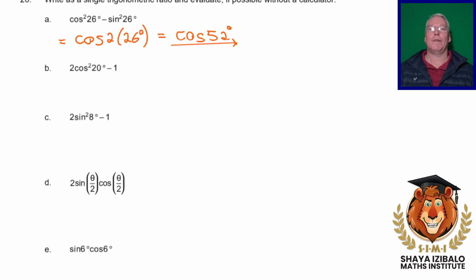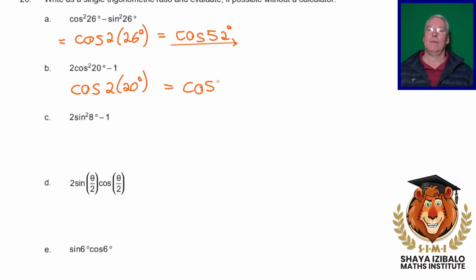Okay, so now we've got 2 cos squared 20 minus 1. Well, that is cos of 2 lots of 20. And cos of 2 lots of 20 is exactly the same as cos of 40. Okay, the next one, 2 sine squared 8 minus 1.